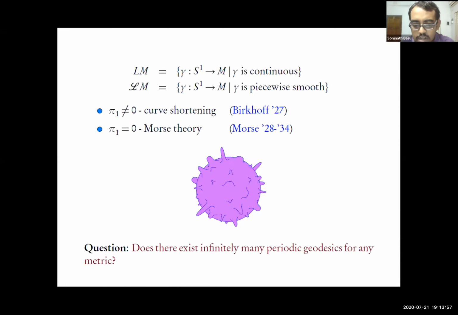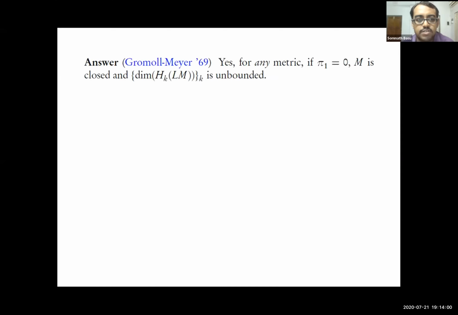Allow me to move on to the next slide. This is the first affirmative answer in this direction by Gromoll and Meyer, where they use equivariant Morse theory to say that yes, this is true for any metric if the manifold is simply connected and closed. Closed, let me remind you, means it's compact and without boundary. Simply connected already means it's oriented. And there's a condition on the Betti numbers of Lm, namely you look at the singular homology or the singular cohomology of Lm and take its dimension. These are the Betti numbers of the free loop space. This is Lm.